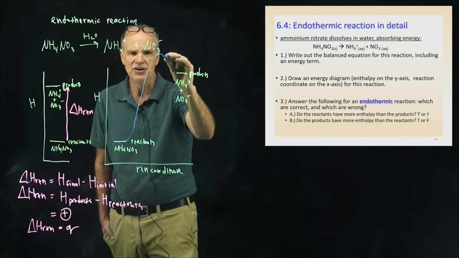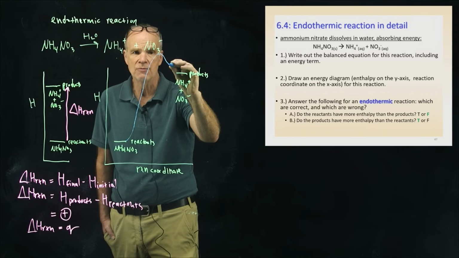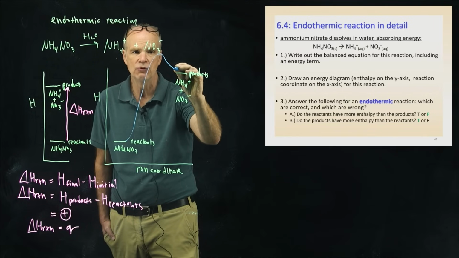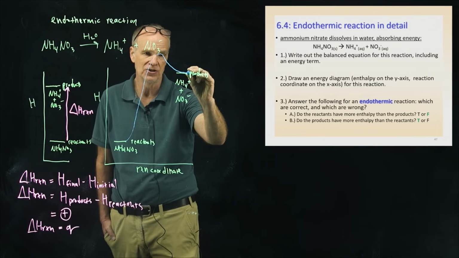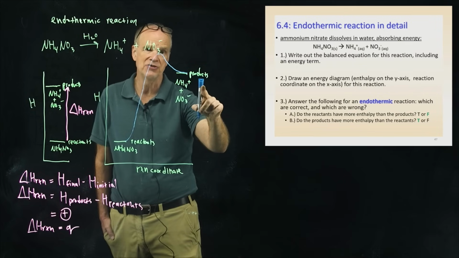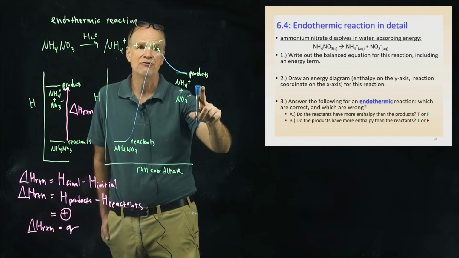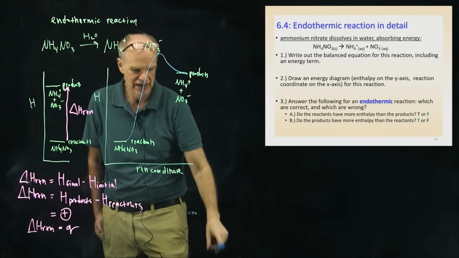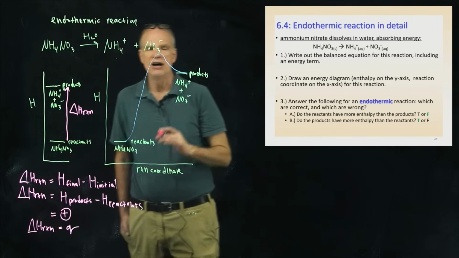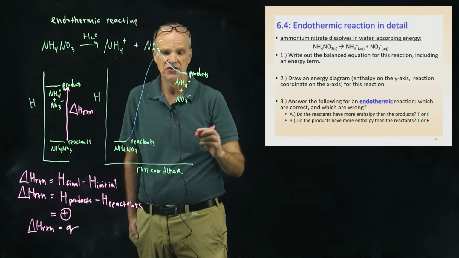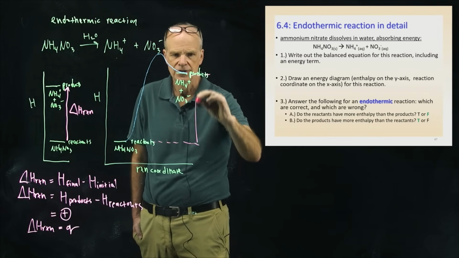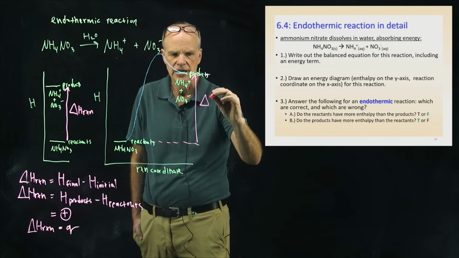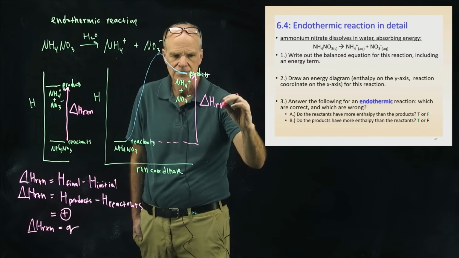But then when the ammonium and nitrate ions are released, nearby water molecules will form weak bonds with them. And whenever you form bonds, that tends to release energy from the molecules or ions. And so the energy of the ions will be a little bit lower after they have formed bonds with water. So this is a nice diagram of an endothermic reaction. On this diagram, let's see how we show the change of enthalpy of the reaction. We're going from reactants to products, so we have a delta H of the reaction.